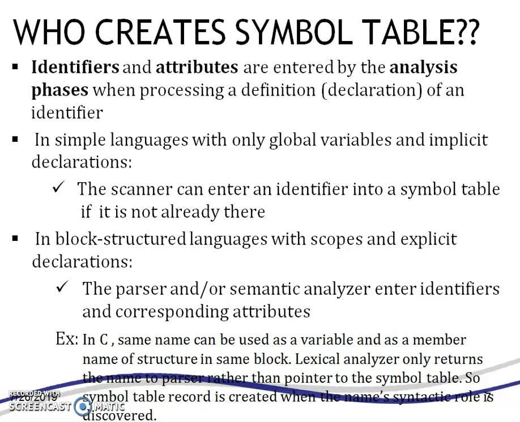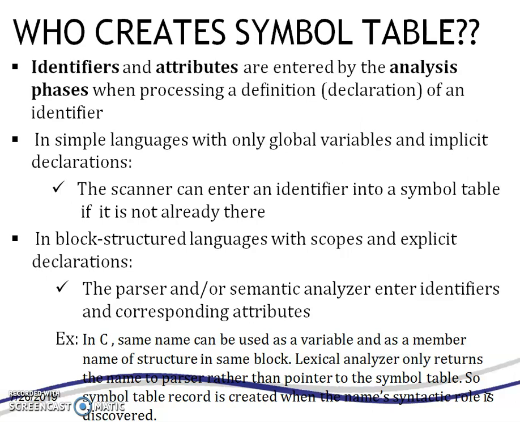The second question is, who creates the symbol table? Identifiers and attributes are entered by the analysis phase when processing a definition of an identifier. If the language is a simple language, then the declaration is always global and implicit. In this case, the scanner can enter an identifier into the symbol table if it is not already there. In block structure languages with scope and explicit declaration, the parser and/or semantic analyzer enters identifiers and corresponding attributes.